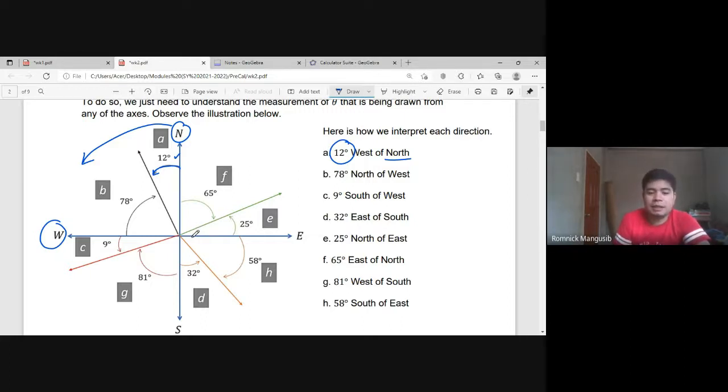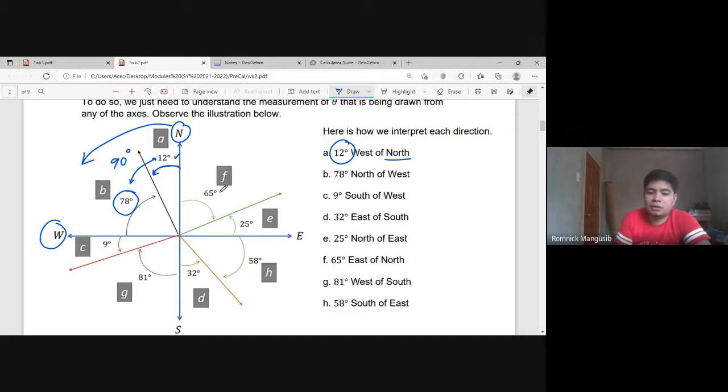Sa madaling salita, if you are moving 12 degrees west of north, you can also mean that you are moving north of east, that is 78 degrees. Because 78 plus 12 degrees is 90 degrees.